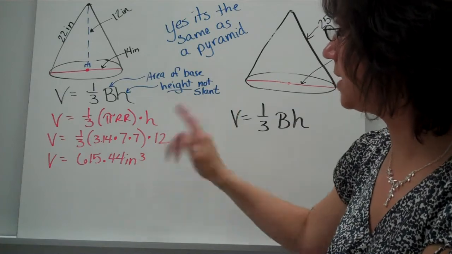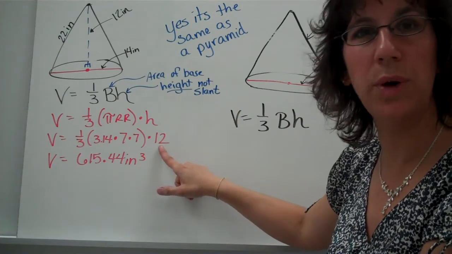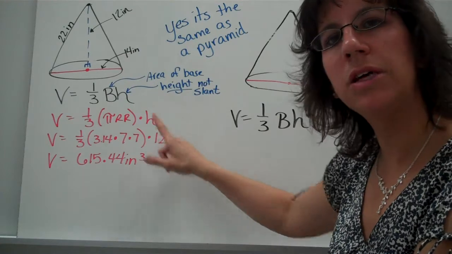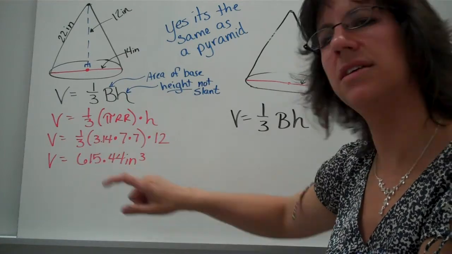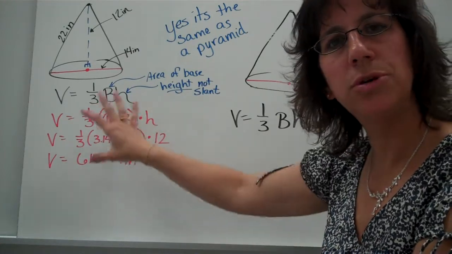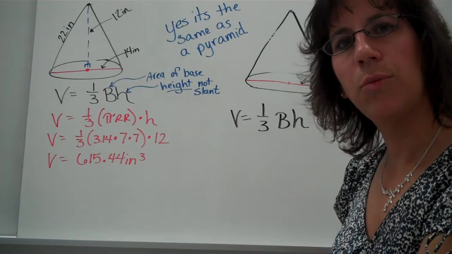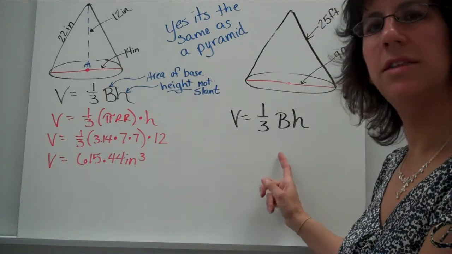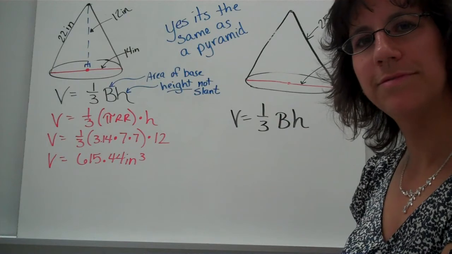Height is always the straight up and down. Notice I'm using the 12, not the 22. Grab a calculator, type those in, and see how I got that 615 answer. Make sure you understand where all the numbers came from. And when you have that set, go ahead and copy down this example and try one on your own.